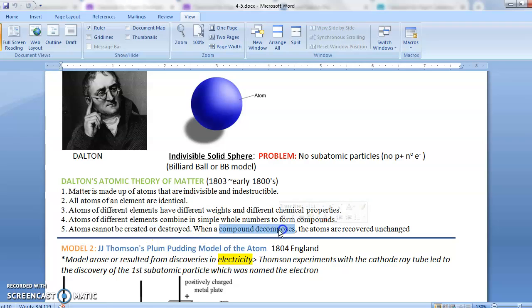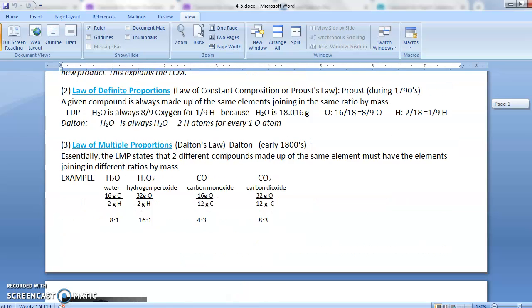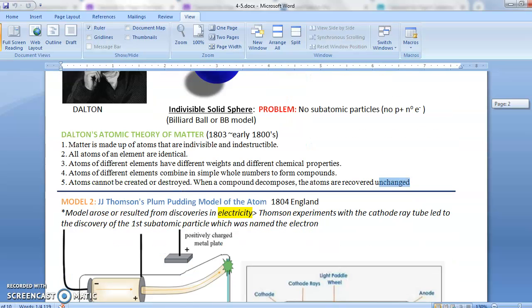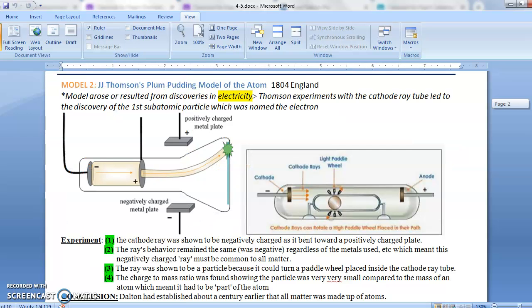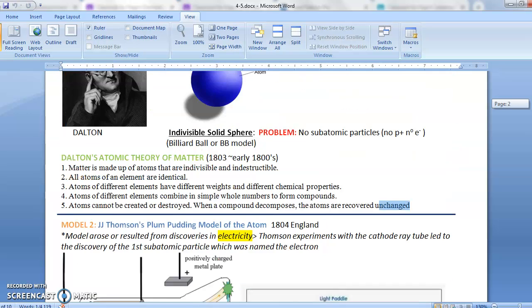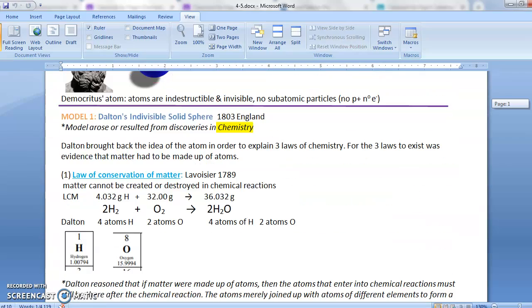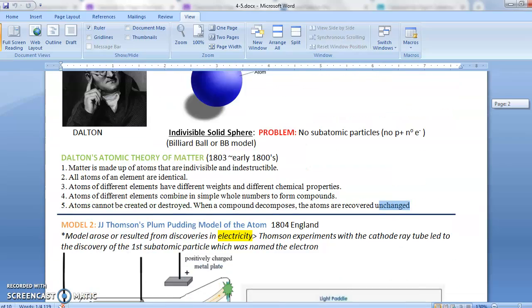When a compound decomposes, the atoms are recovered unchanged. Decomposes means a compound is broken apart into its elements. That is true, and they'll always come out in the same ratios by mass. So that was Dalton's model, and again, there are some problems with the model, and that's why there are 4 other versions of it that followed this one. But Dalton's idea of the atom lasted for really about 100 years. His came out around 1803.